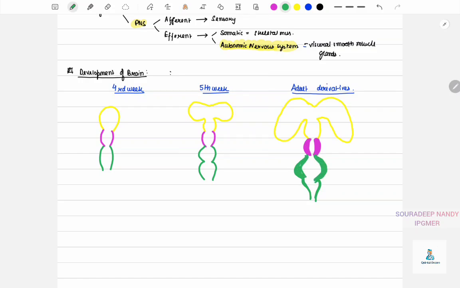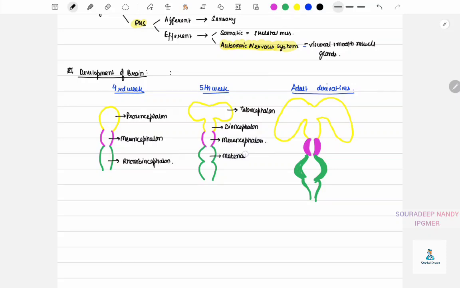So let us again discuss. First we had the prosencephalon, the mesencephalon, and the rhombencephalon. In the fifth week, the prosencephalon divides into the telencephalon and diencephalon. The mesencephalon remains as it is, and the rhombencephalon develops into the metencephalon cranially and the myelencephalon caudally.